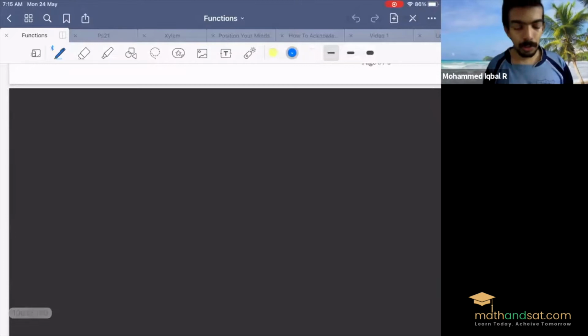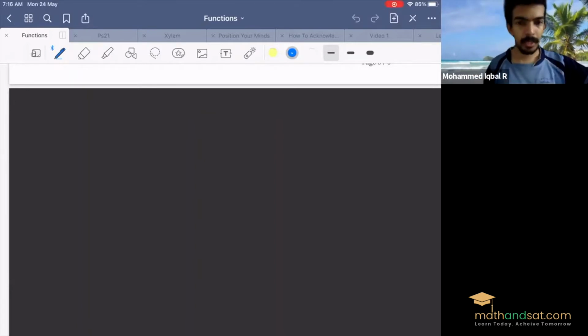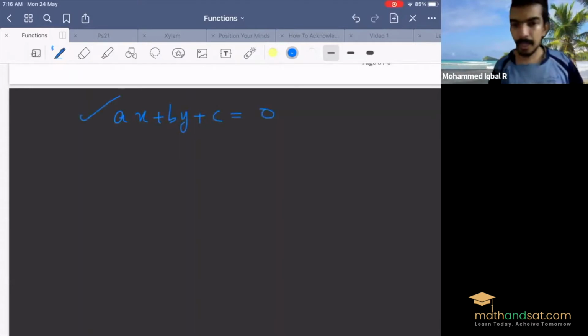Okay, welcome back. So in the previous class, we were discussing a pair of linear equations. There are two linear equations, each of them will represent a straight line, and we were trying to investigate the different possibilities. A general linear equation will be of the form ax plus by plus c is equal to 0. And this is going to represent a straight line.